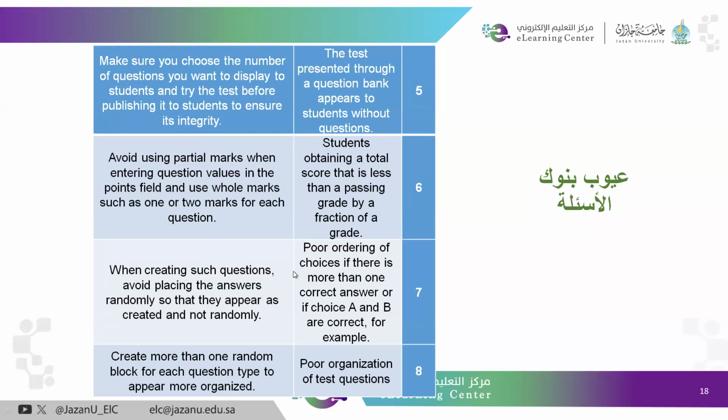And poor ordering of choices, if there is more than one correct answer, or if choices A and B are correct, for example. To solve this problem when creating such questions, avoid placing the answers randomly so that they appear as created and not randomly. And the next one is poor organization of test questions. Create more than one random block for each question type to appear more organized.